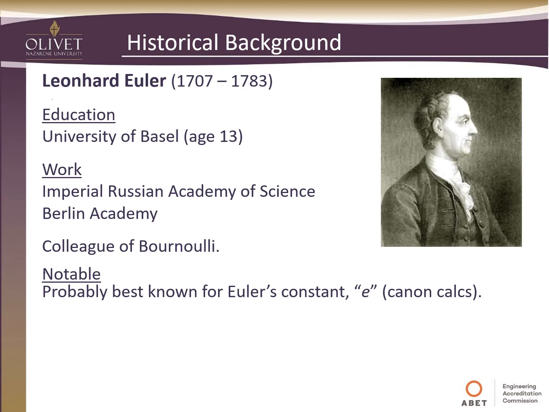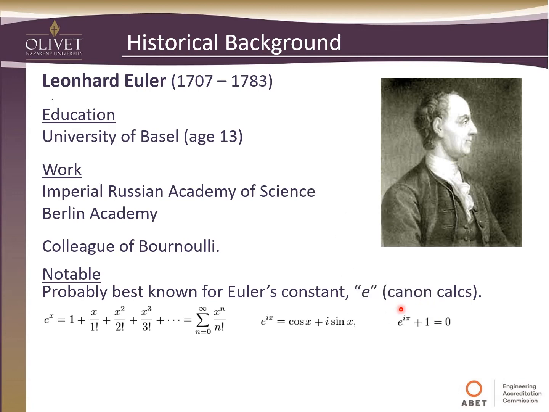Probably the thing we know him most for is for Euler's constant, or e. This was originally derived from and used for cannon calculations. I think it was Napoleon or someone that brought in the mathematicians and was trying to find out how he could fire his cannons more accurately. So I think this came into play there. So just some expressions here that concern Euler's constant because it's everywhere and it's just an amazing number.